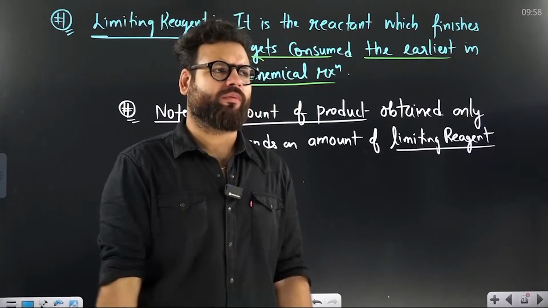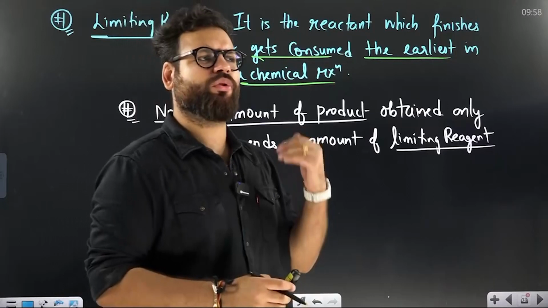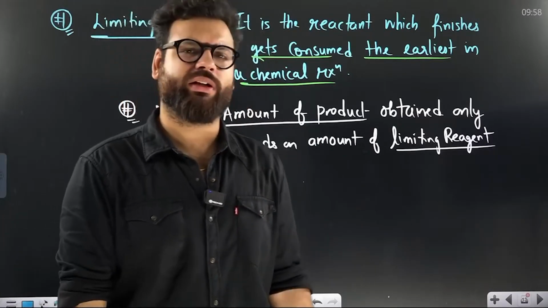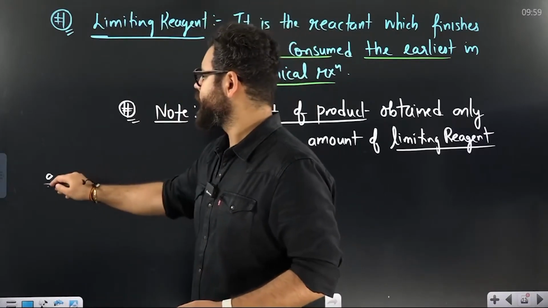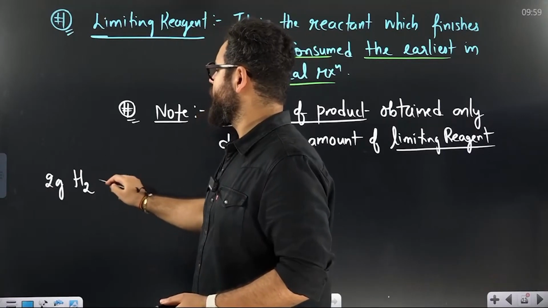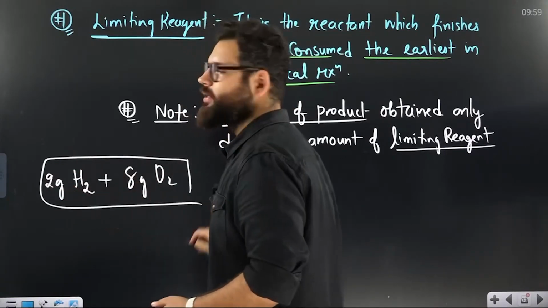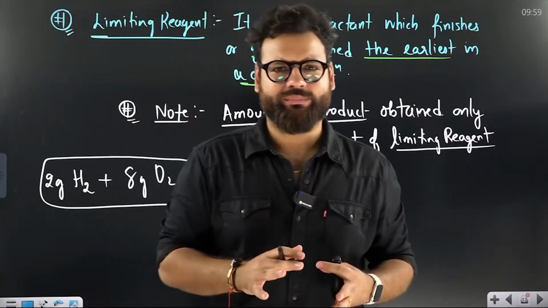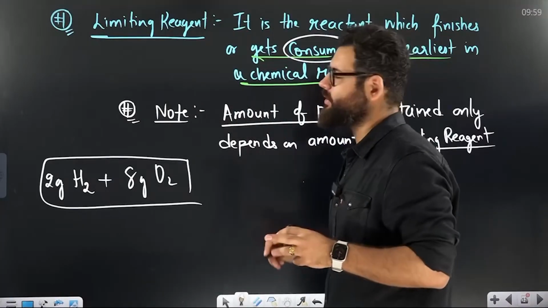What do you think? First thing, as I tell you the question, what comes to your mind? 2 gram hydrogen mixed with 8 gram oxygen. Who do you think is the limiting reagent? I am not saying the one which is present in less weight. I am saying the limiting reagent is the one which gets consumed the earliest.